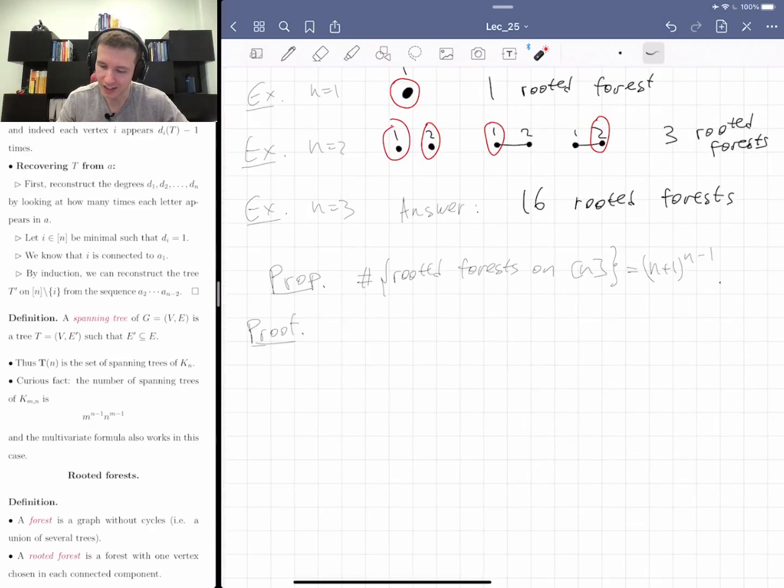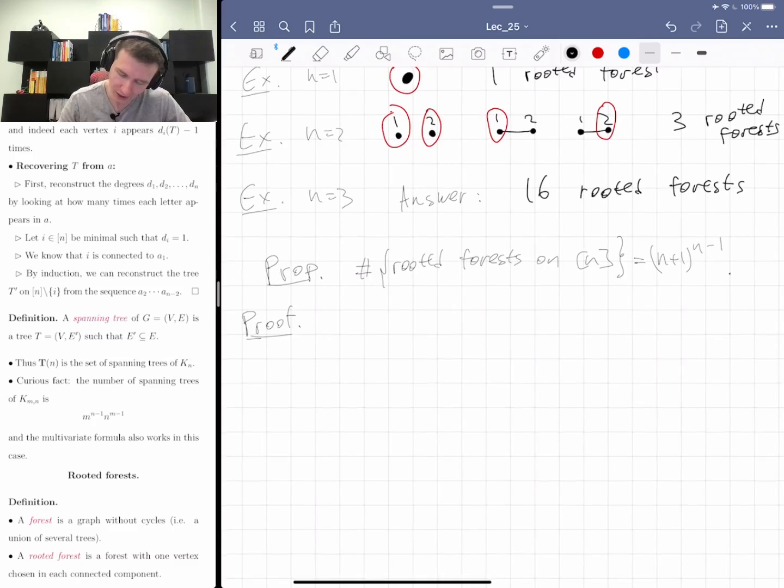Can anybody guess a bijective proof? Let me ask you this. Make the rooted forest into a tree. Okay, how do I make a rooted forest into a tree? Connect the roots. Make all the roots the children of a new root. Okay, yeah, that's almost exactly the plan.